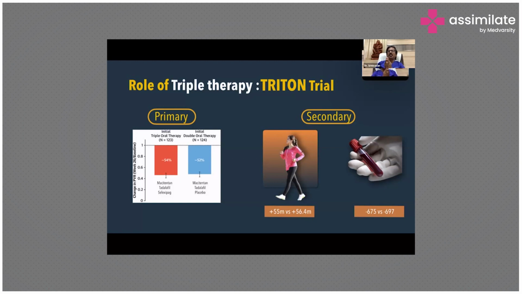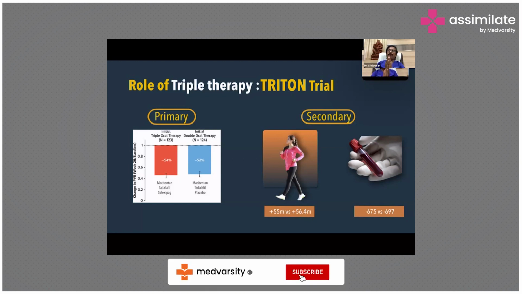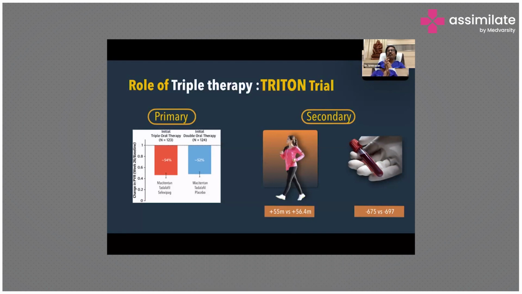And if you look at the result of this study, the primary outcome they were looking at was the change in the pulmonary vascular resistance at 26 weeks of therapy. What they found was more than 50% reduction in the pulmonary vascular resistance, but it was the same in both arms. So there was not much difference between the two arms. The primary endpoint was not reached because there was no difference between the two arms. The 2-drug and 3-drug groups had almost the same effect.